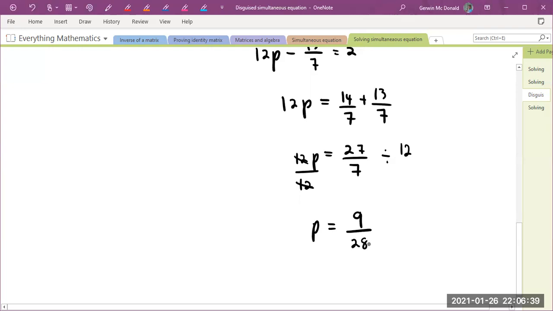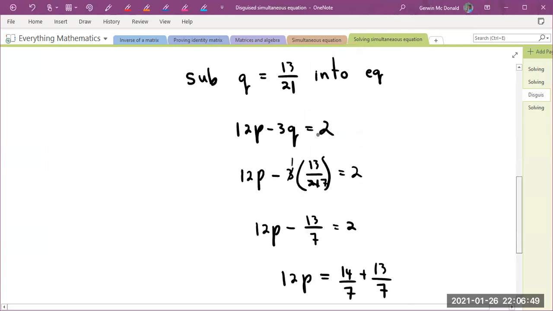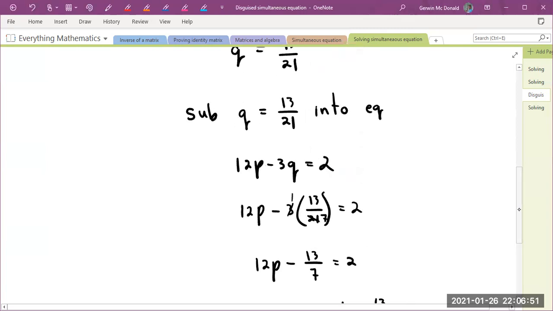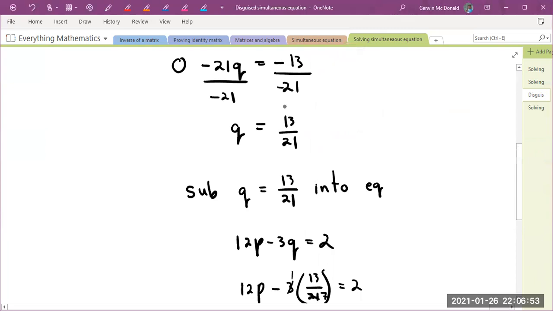And I just use a calculator to solve that there. So if I'm wrong, disclaimer on calculator. So this is P and this is Q. And again, not the best of answers to work with, because again, they're fractions, but it is what it is.